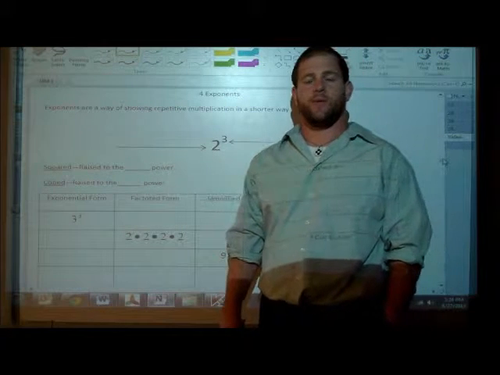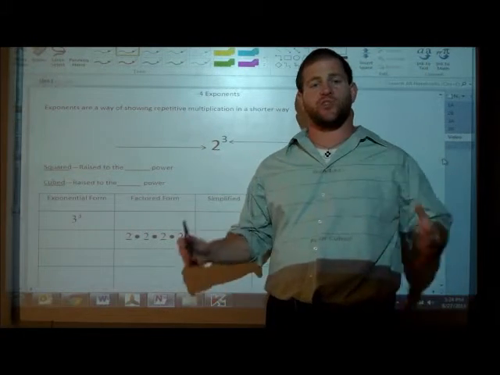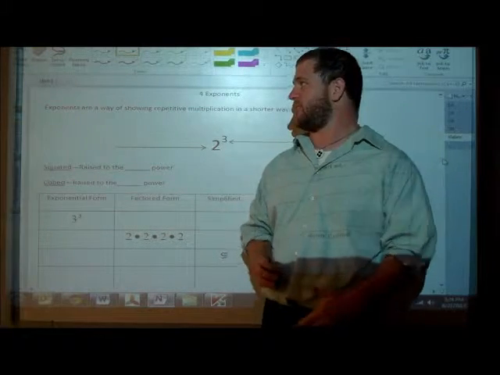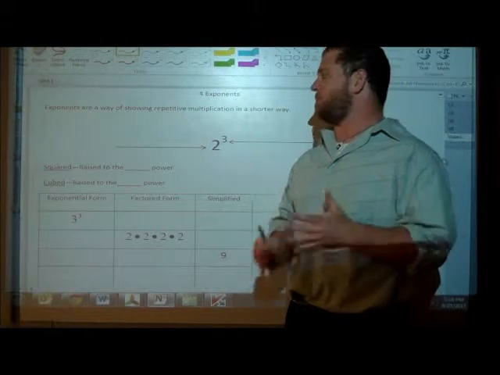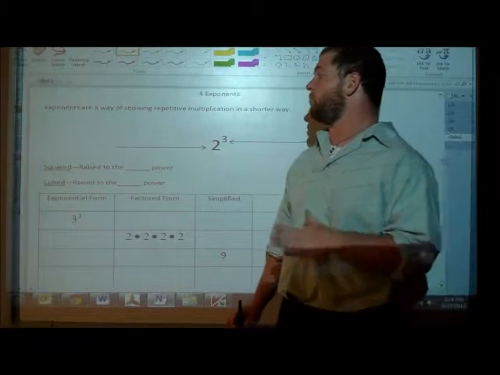Welcome back. Today we're going to be talking about exponents. Exponents is a shorthand notation to tell you how many times something is multiplied times itself. Okay? So it's a short way of telling you how many times something is multiplied times itself. There's a couple of terms that we need to make sure we know before we get started.